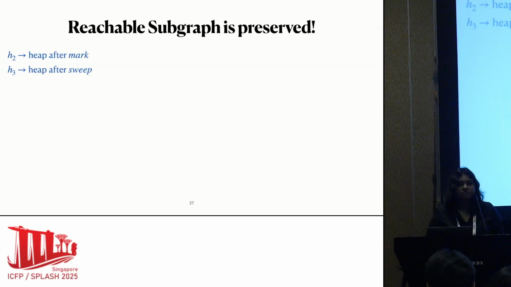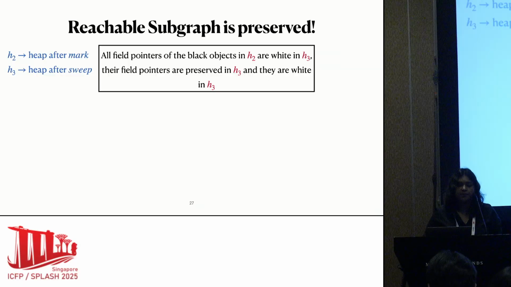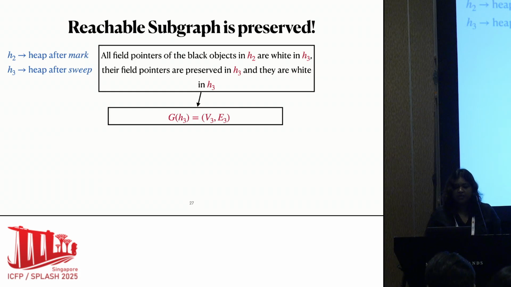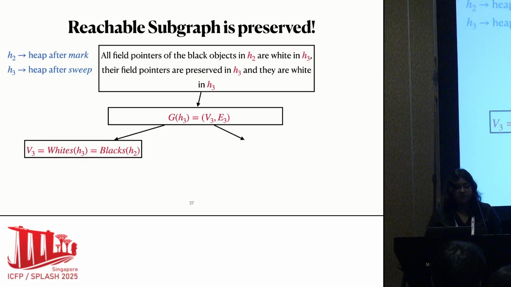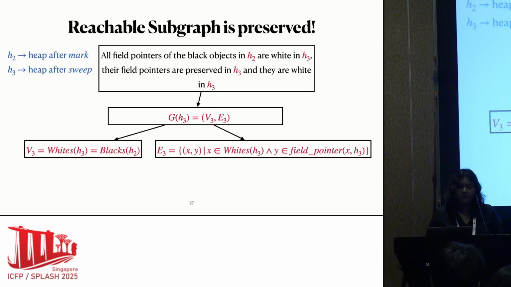Okay, now it's quite straightforward to prove that the reachable subgraph is preserved. Suppose H2 is the heap after mark and suppose H3 is the heap after sweep, then we construct G of H3, the graph from that situation, and G of H3 is exactly the whites in H3, which is equal to the blacks in H2.